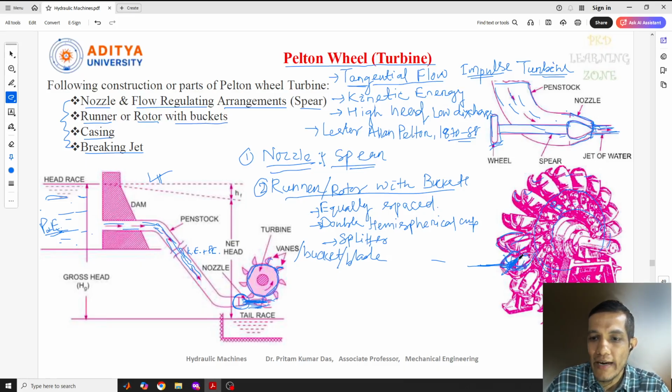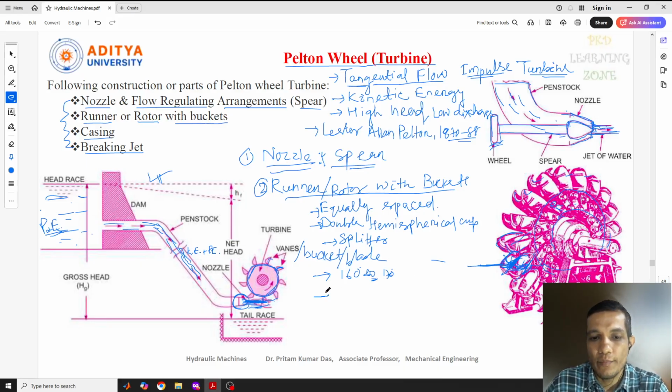The bucket is shaped in such a way that the jet of water will be deflected here at an angle of 160 or 170 degrees. What is the meaning of this? When the water is coming out from this bucket, if you see the deflection, see, if it comes like this, then this angle will be 160 degrees. So the deflection angle will be 160 or 170 degrees.